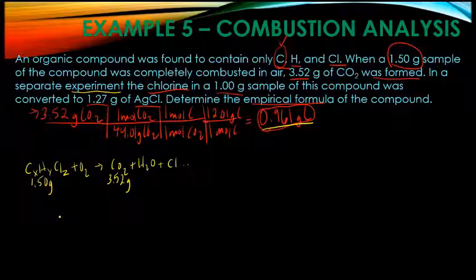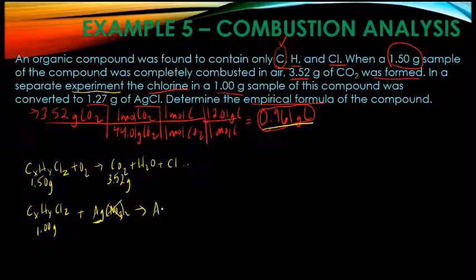Now we have to consider the second experiment where they took this same compound, they just took a different sample size of it, which was 1.00 grams of it. They reacted it with some kind of silver compound. We don't know what it is. It could be silver nitrate, could be something else. So not really sure what that is, but they reacted it with something that had silver in it so that it would produce silver chloride and then the other products as well.